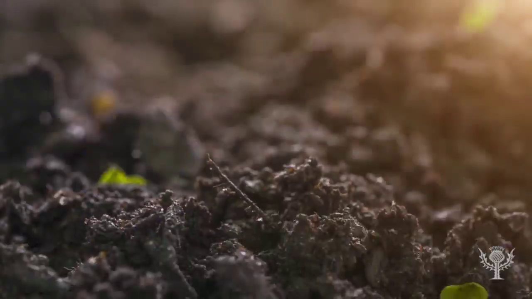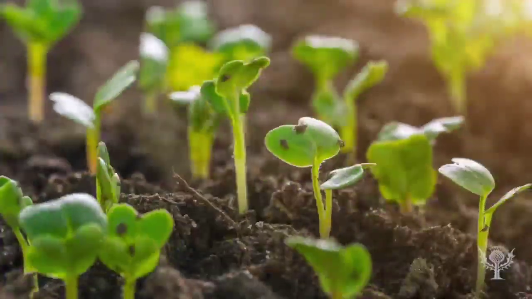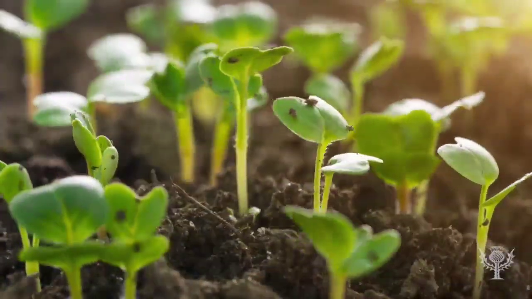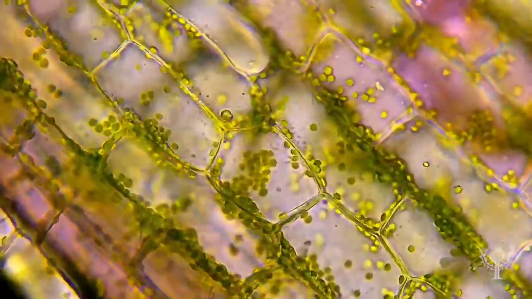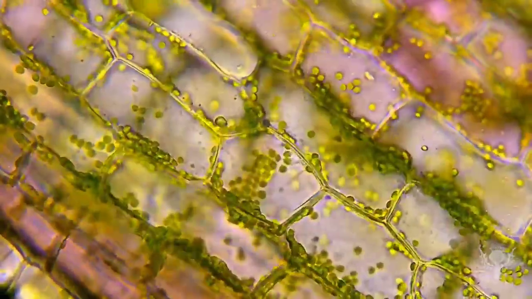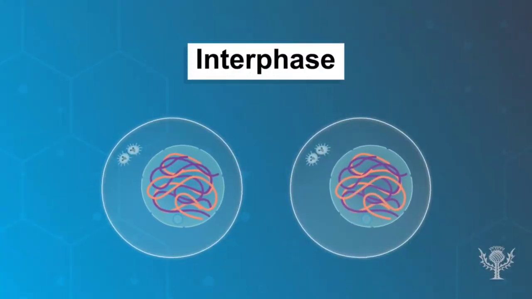In plant cell cytokinesis, a cell plate forms in the middle of the cell. The cell plate grows outward and fuses with the existing cell wall, forming a new cell wall that separates the two daughter cells. After cytokinesis, the two daughter cells enter interphase, and the cell cycle begins again.